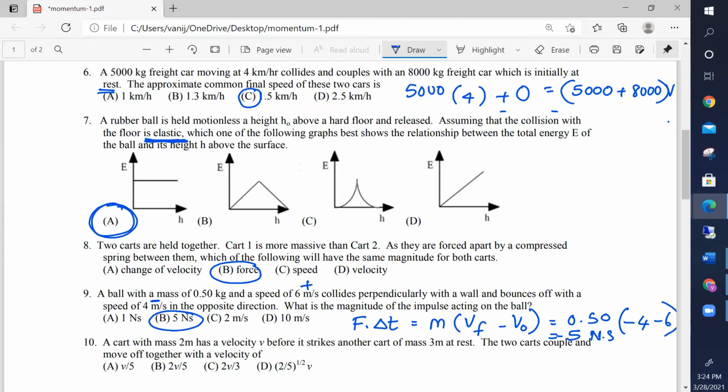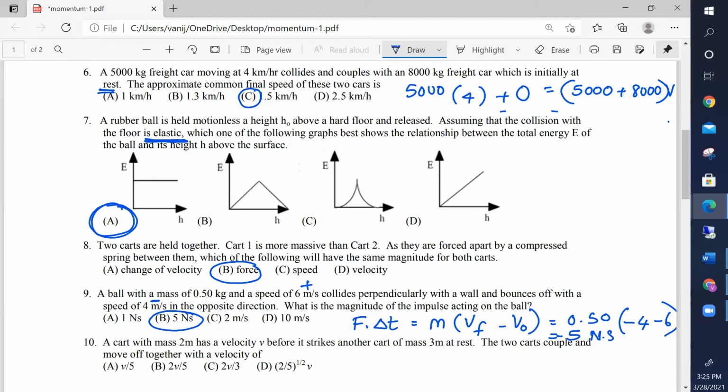Again, be cautious with the fact that here the ball is bouncing off the wall in the opposite direction. So do not forget to put the negative sign. And sadly, on questions of this sort, you will have both the answers. If you do 4 minus 6, which is going to be negative 2, and negative 2 times 0.5, which is going to be 1, that is also one of the answers. So it's very easy for you to get this wrong. So be careful with the direction.